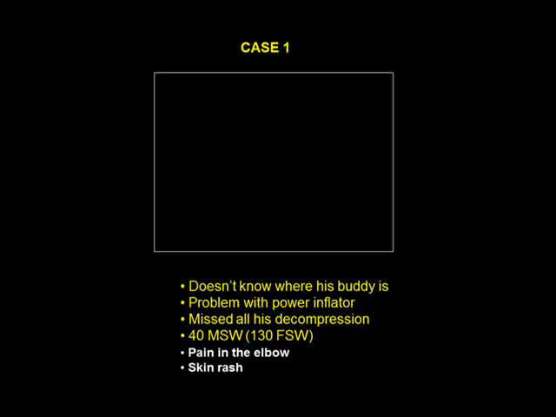In this particular case, the individual starts by describing that he doesn't know where his buddy is, that there were problems with the power inflator, missed all the decompression that was required from a significant depth of 40 meters, and has subsequently, with relatively rapid onset, developed pain in the elbow and a skin rash.